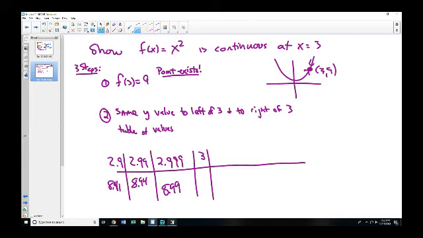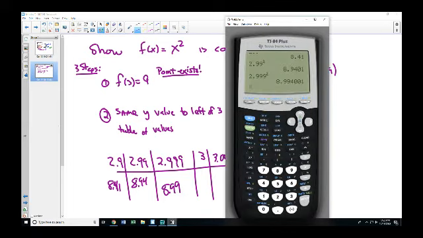Now, how would we do the same thing on the right? What numbers are we going to use? 3.1. And we're going to do the same thing, and we're just going to see if they both go towards 9. Then 3.01, and 3.001.